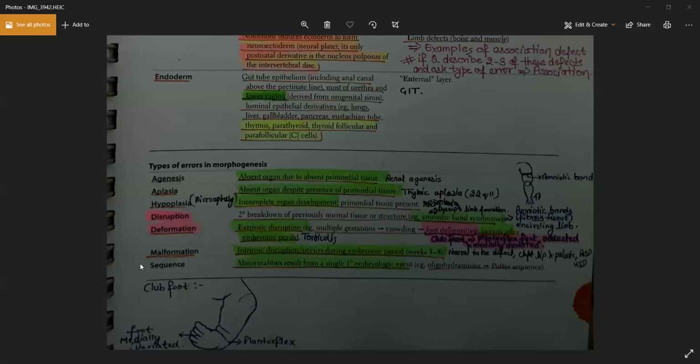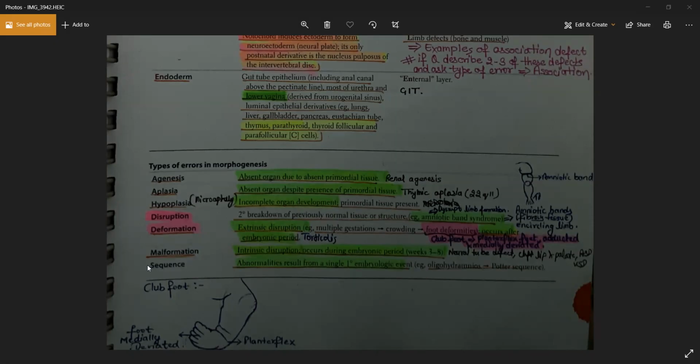Then you have a sequence. In the sequence, one event leads to multiple events. For example, the Potter sequence. In the Potter sequence, the loss of the amniotic fluid leads to a loss of cushion, and that leads to the cleft foot deformity, remember? And you also have lung hypoplasia. So one event is leading to multiple other events, and it is all happening in a sequence, and that's why you call it a sequence defect. So remember the Potter sequence for the sequence defect.